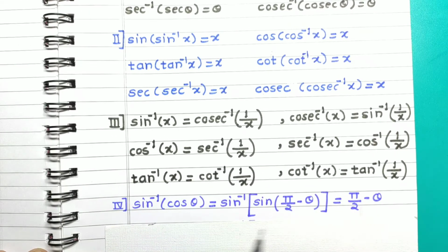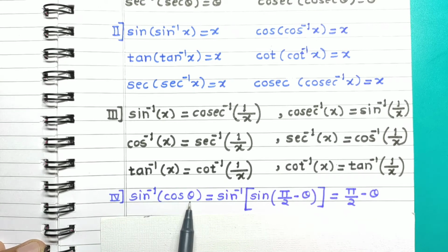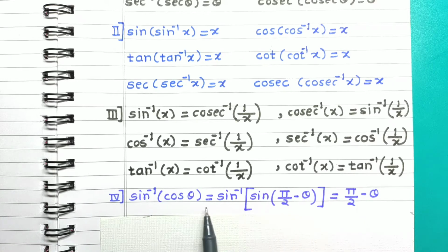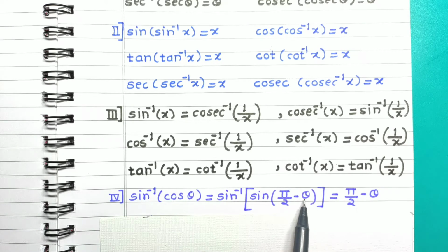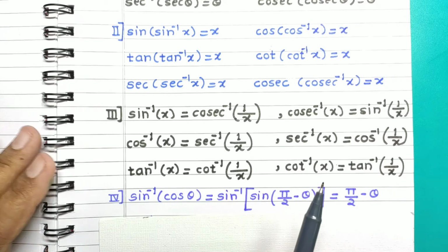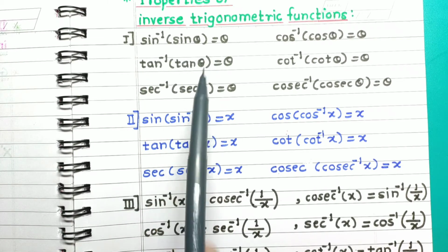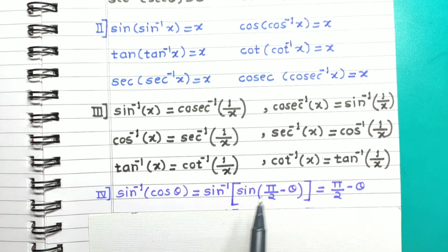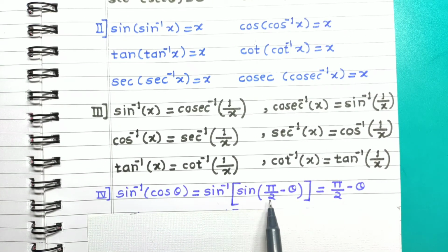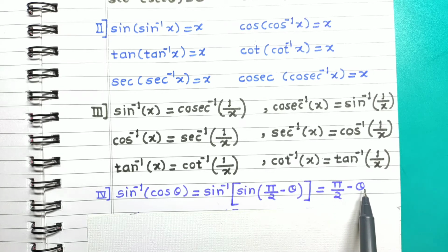Then next, see, sine inverse of cos theta, we can write this cos theta term as sine of pi by 2 minus theta. Using allied angles, we know this. We can write cos theta is equal to sine of pi by 2 minus theta. So, using first property, sine inverse of sine theta is theta, here we can write this sine inverse of sine of pi by 2 minus theta as pi by 2 minus theta.